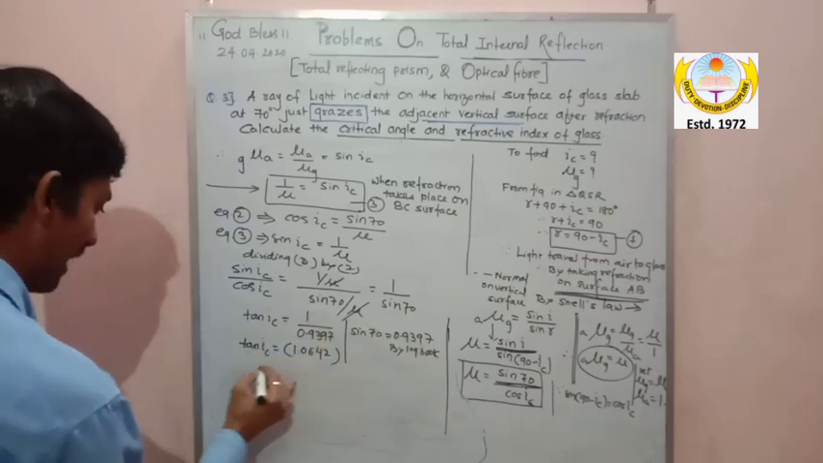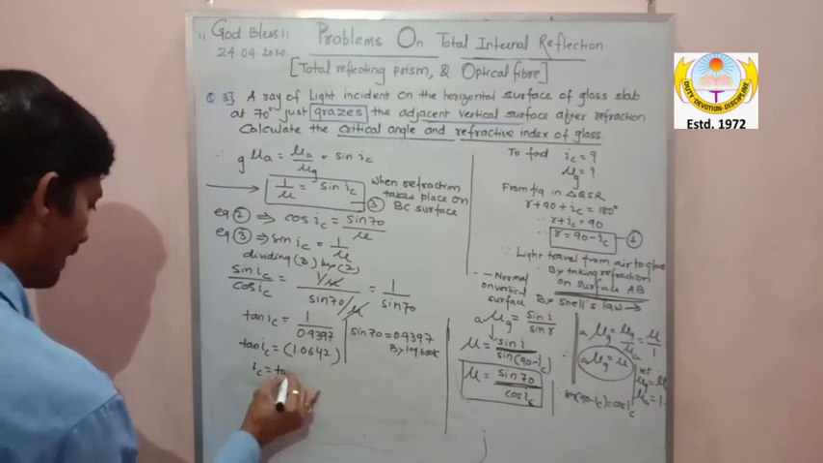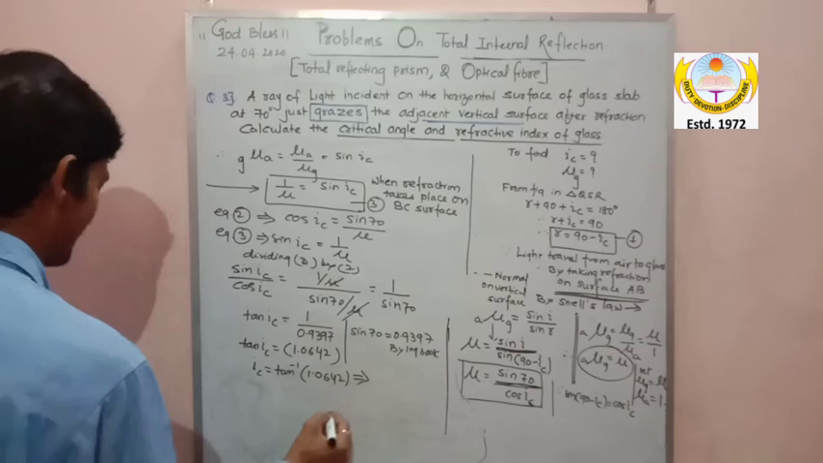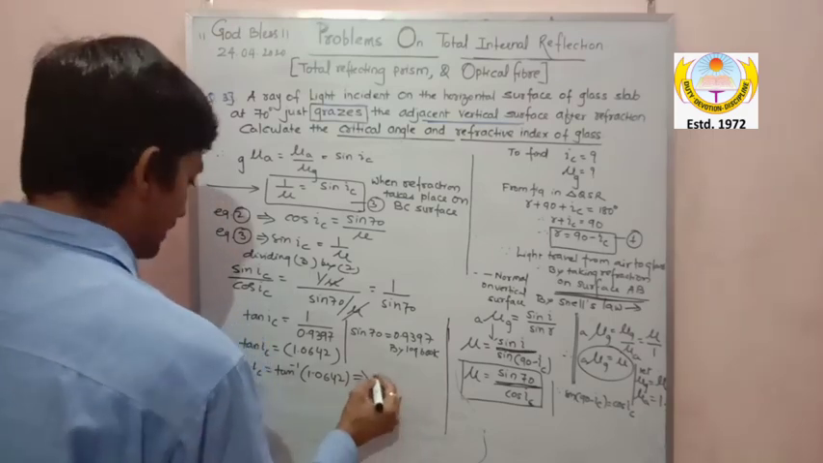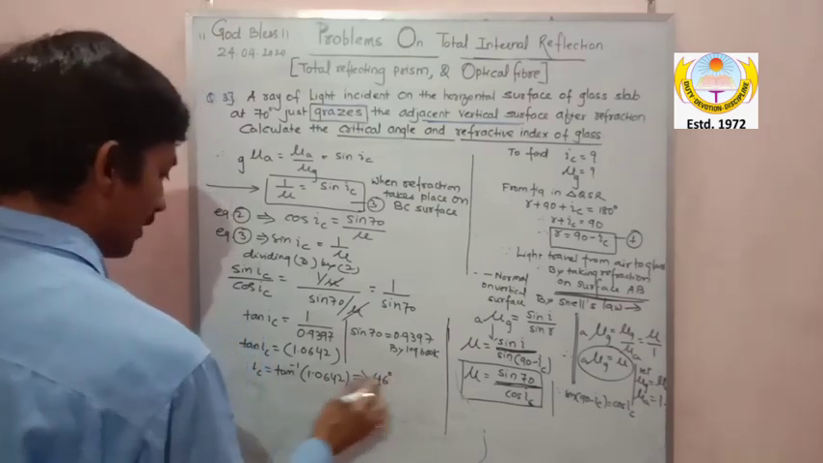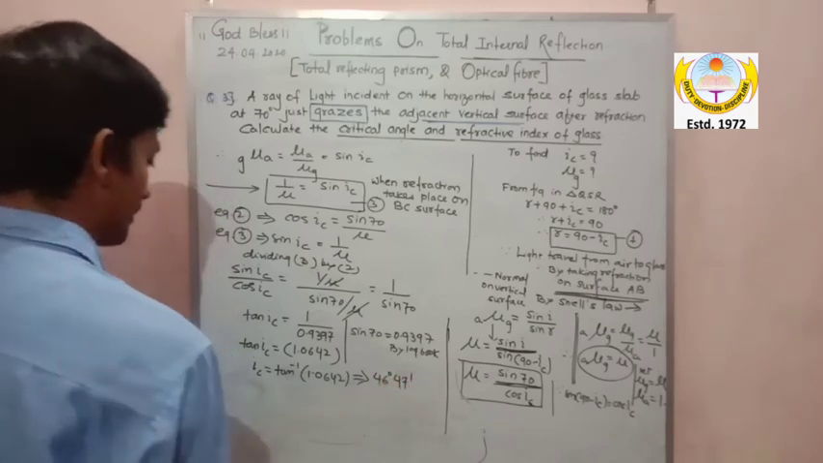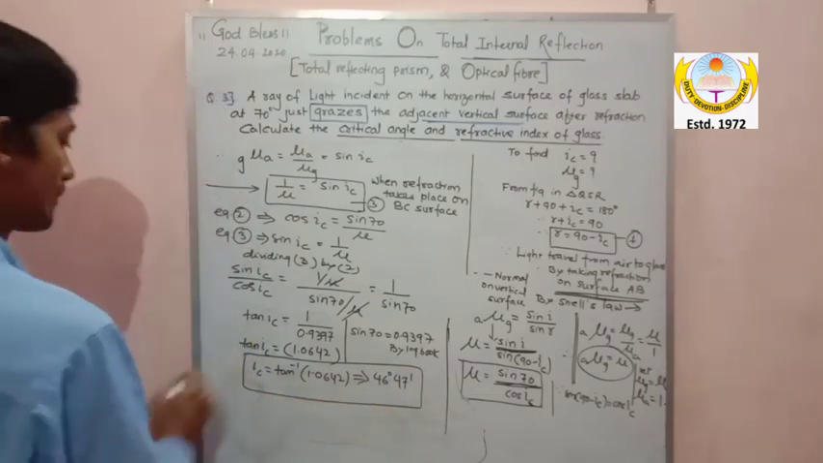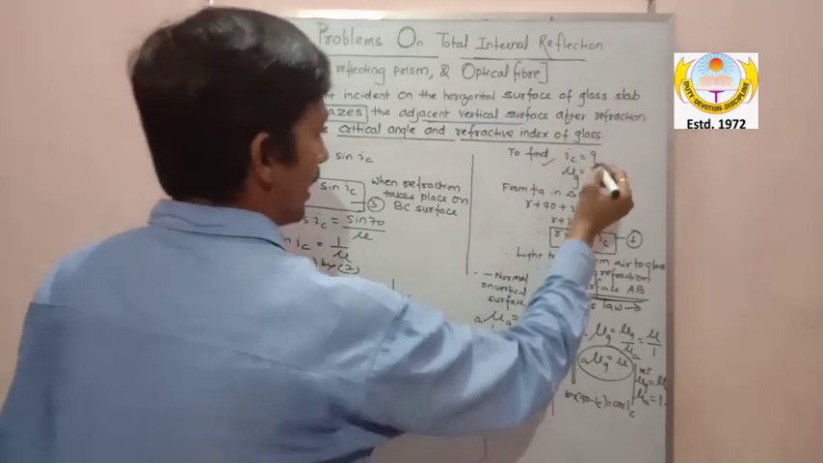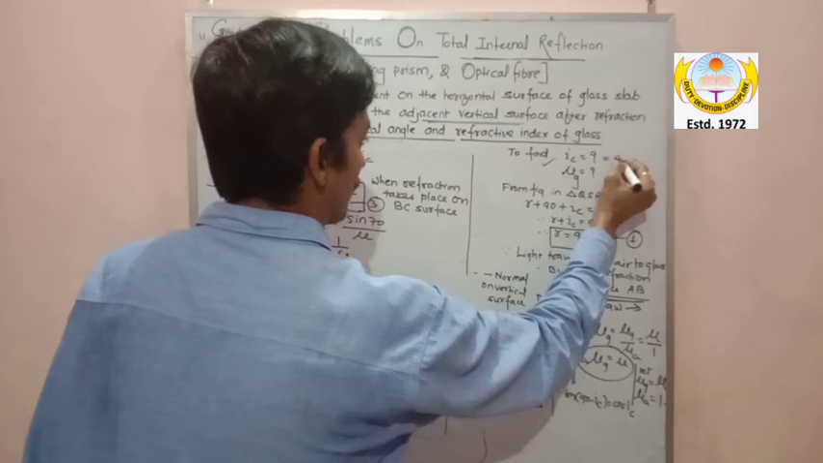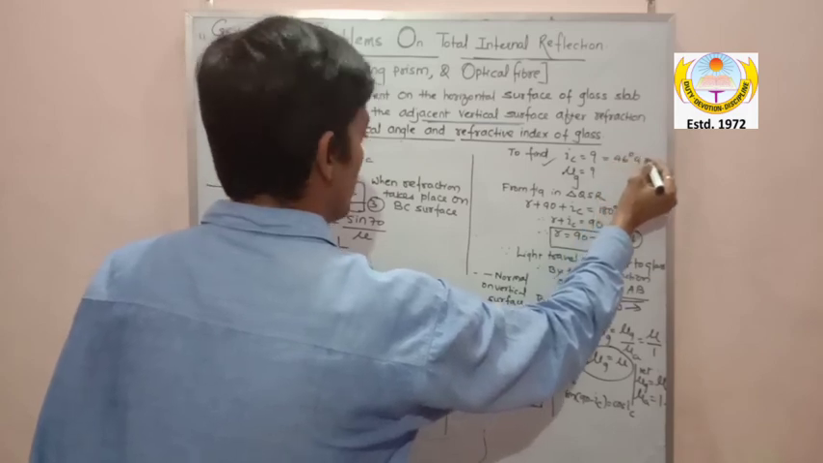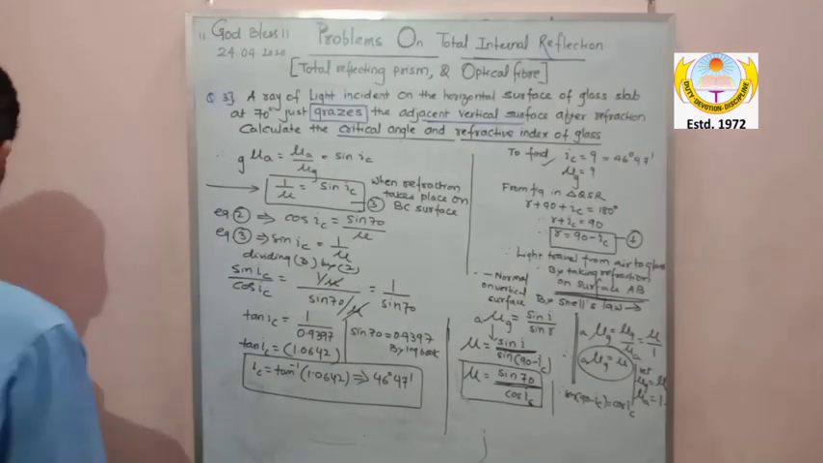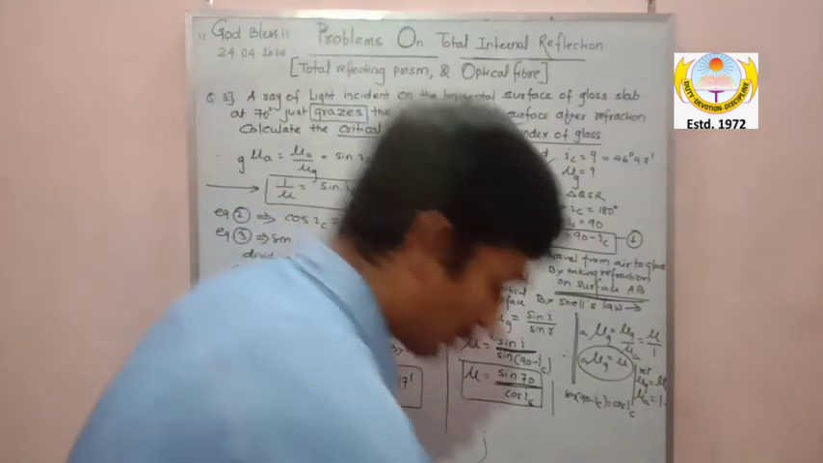So this implies IC is equal to tan inverse of 1.0642, which will give me the answer of IC as 46 degree 47 minute according to the logbook. This is how I calculated the value for IC. So the critical angle is solved. And how much is the critical angle? The critical angle is 46 degree 47 minute. I got the answer.